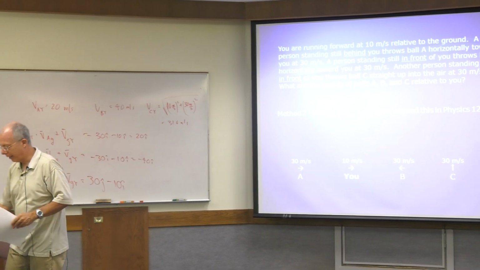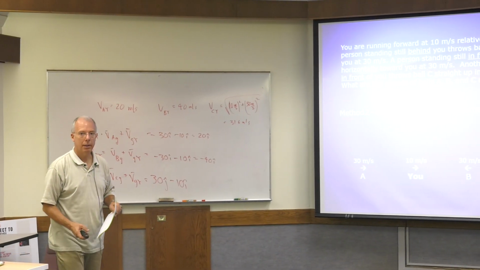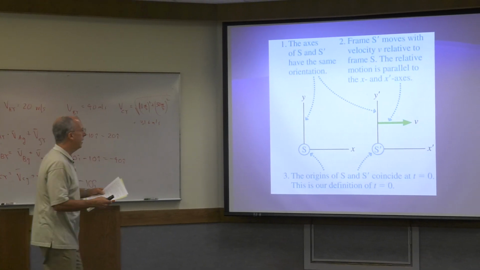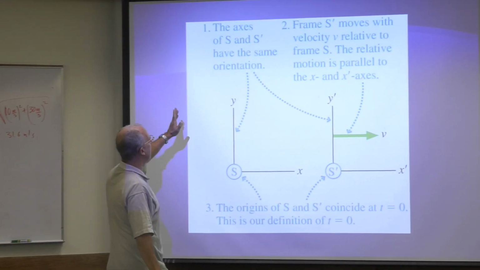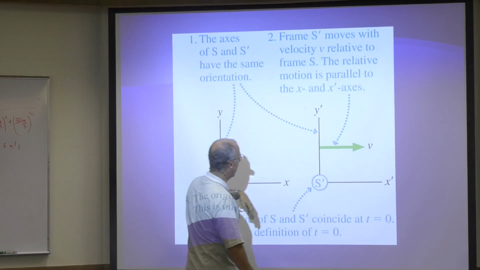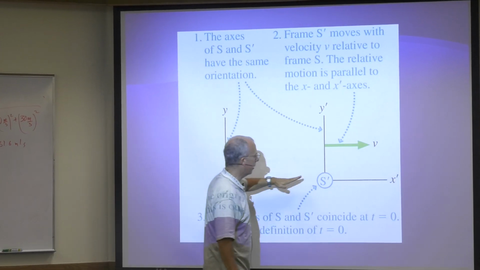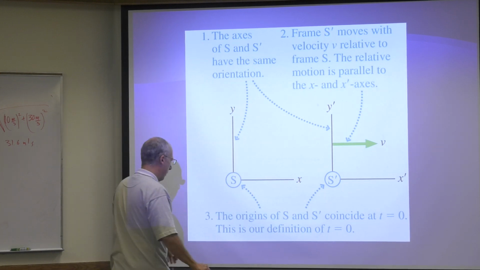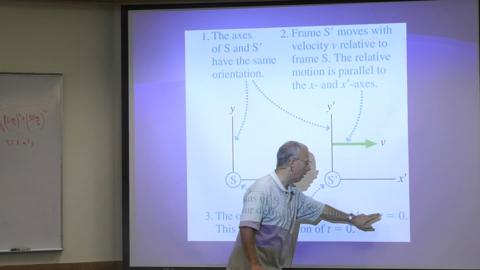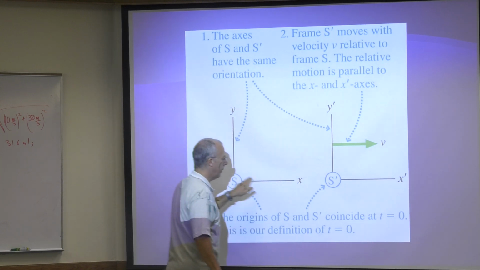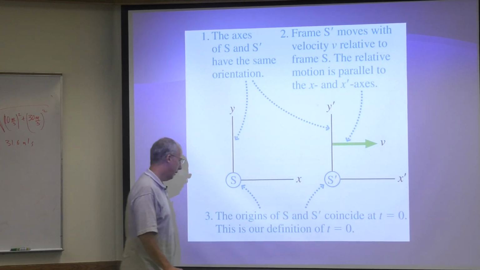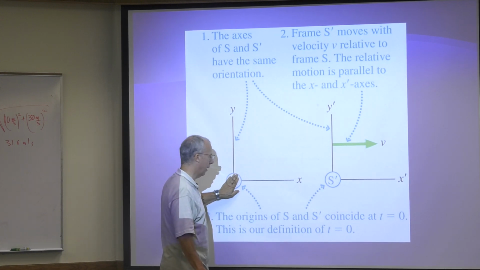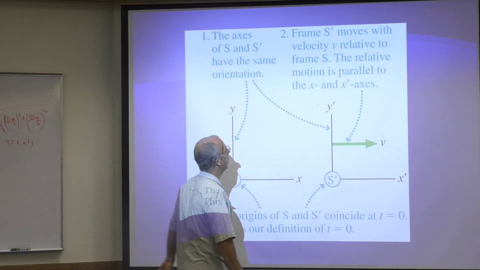Okay, we got to keep doing Physics 121. I already explained that, right? But let's just keep going. So the axes of S and S prime have the same orientation, so we're only going to be moving in the x direction, keep things simple. So the y's and the z's are going to be the same. At time equals 0, the origins are going to be the same, right? So that's nice.